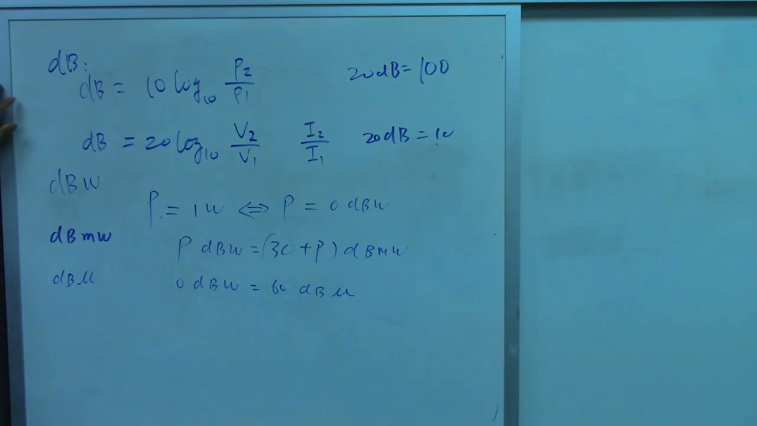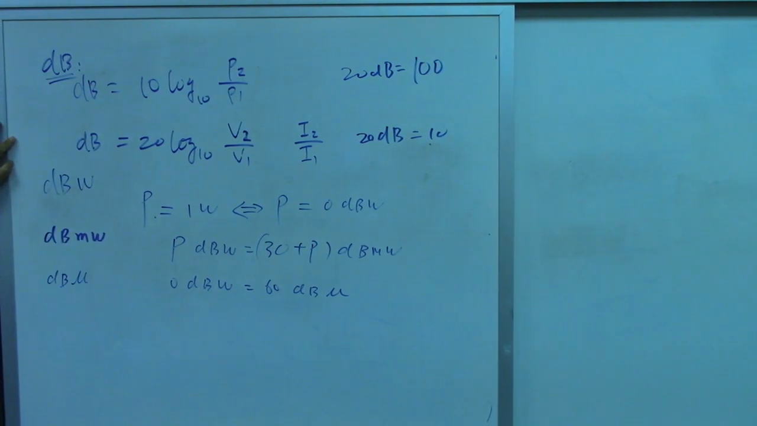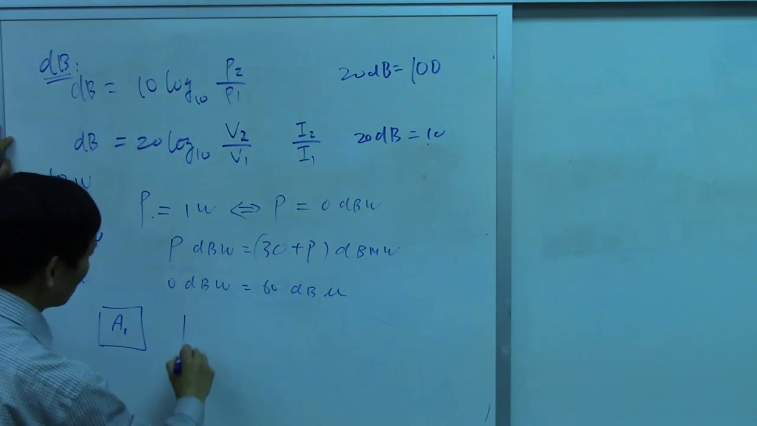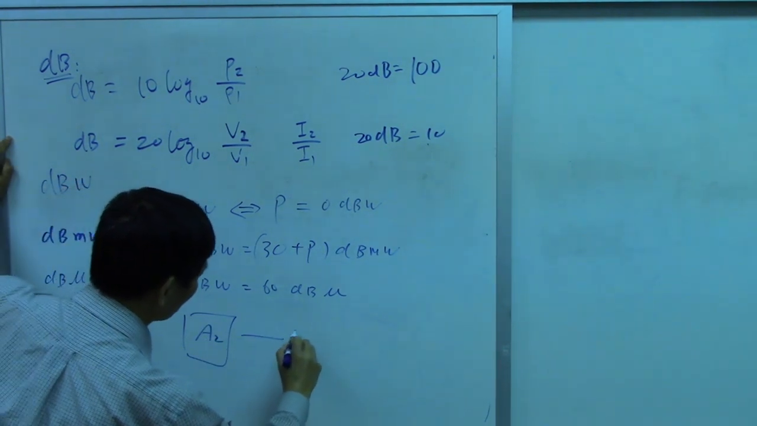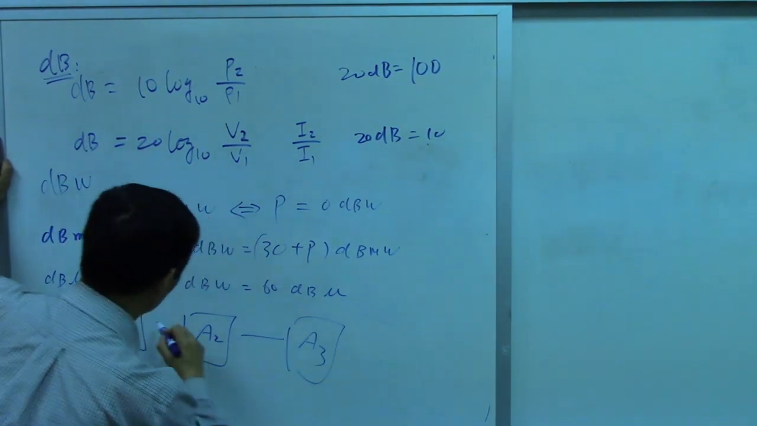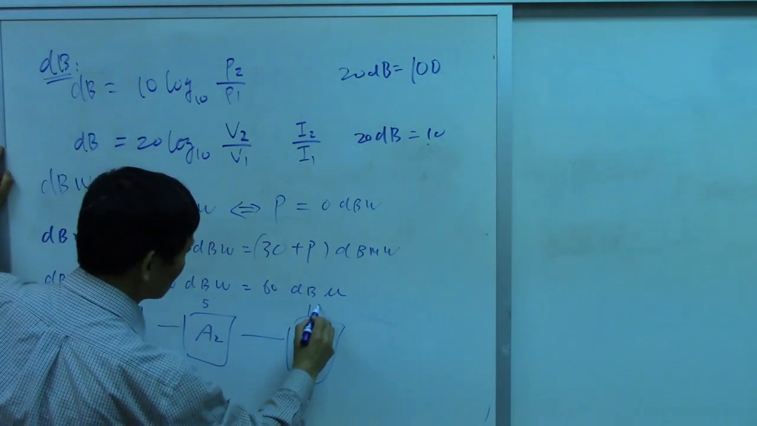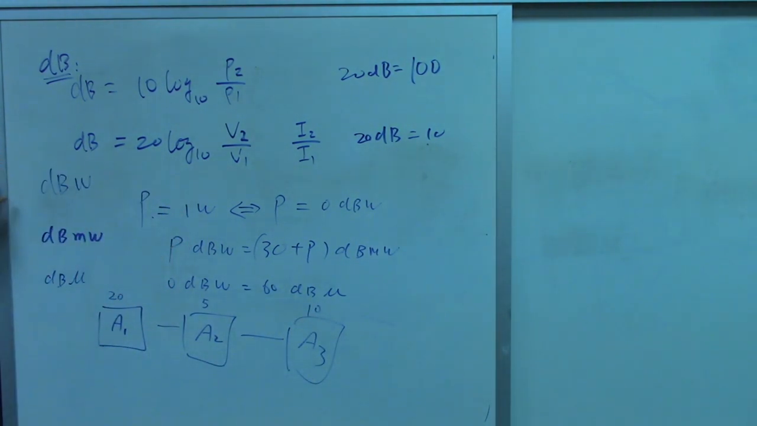Why do we want to use the dB, this concept? dB can change a multiplication operator into an addition. Sometimes we would like to calculate addition instead of multiplication. For example, if you have amplifiers A1 and A2 here, and maybe another one, A3. Suppose the gain here equals 20, the gain here equals 5, the gain here equals 10. So what is the total gain?